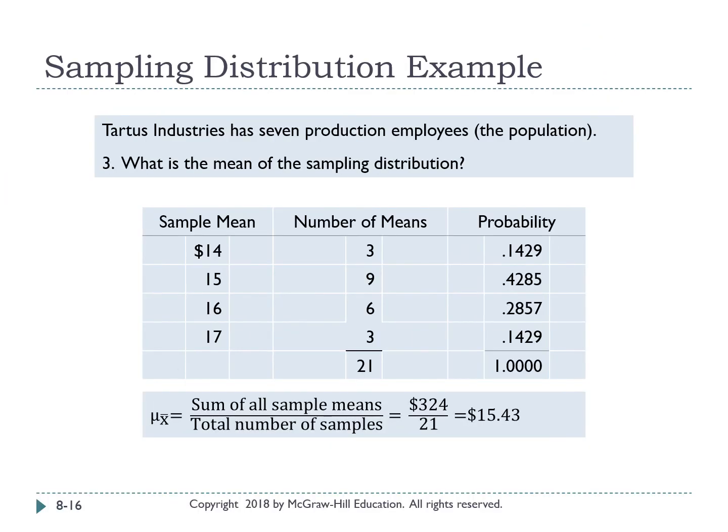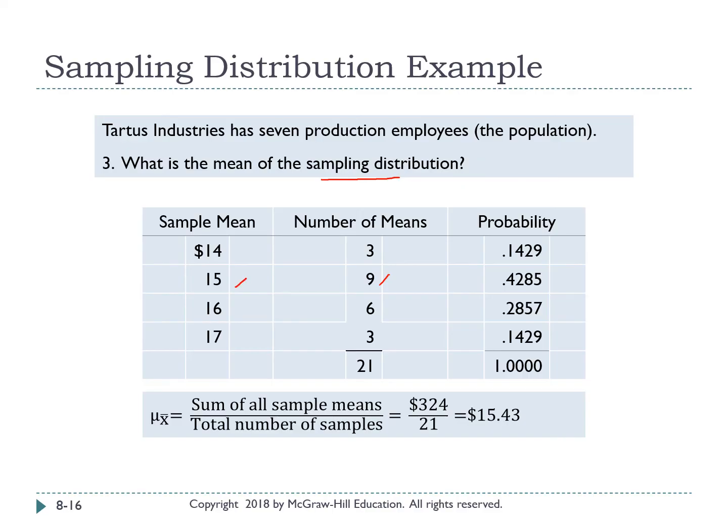Question number 3. What is the mean of the sampling distribution? Basically, the mean of each sample has been computed in the previous slide. So in this question, you are asked to compute the mean of the sampling distribution, or in other words, what is the mean of your 21 possible outcomes? In the previous slide, you can see 3 times the sample mean equals 14, and you can also see 9 times the sample mean equals 15.